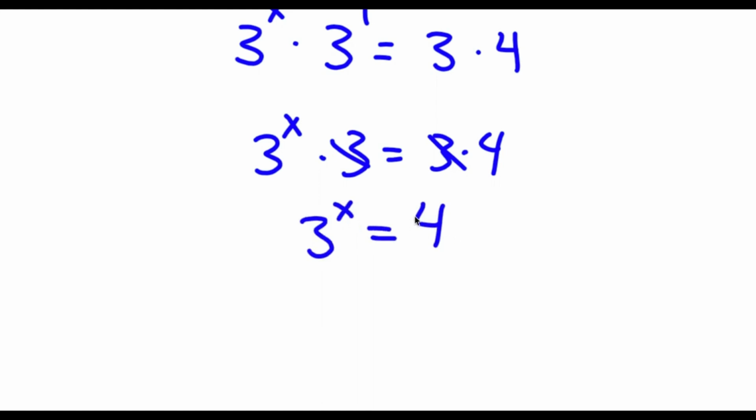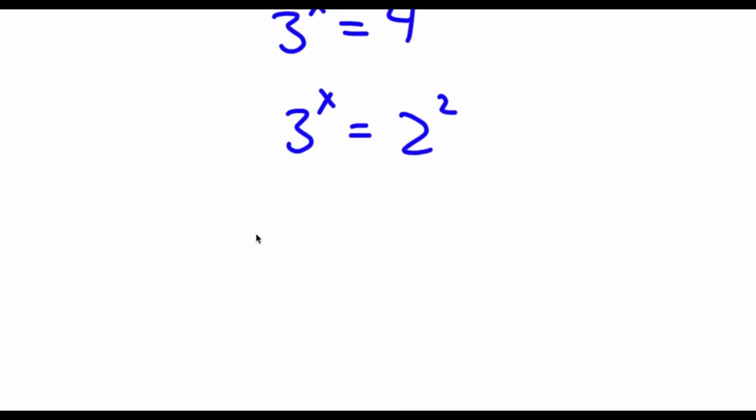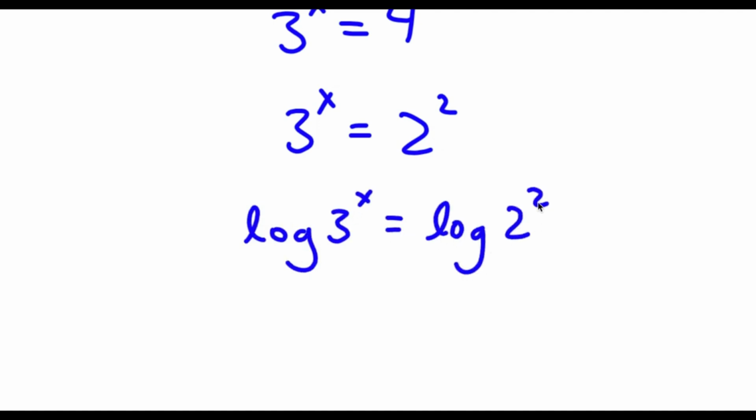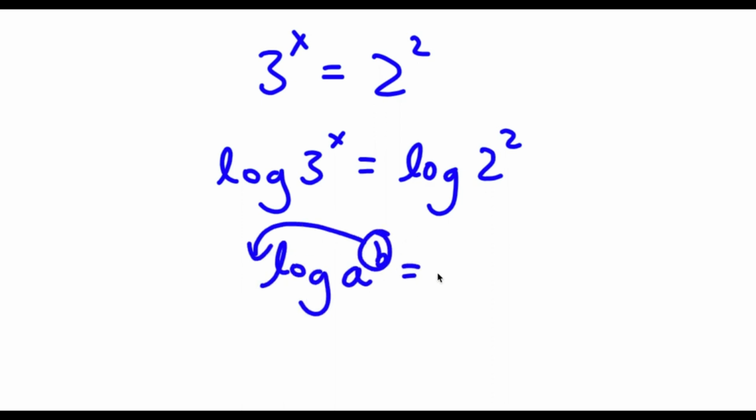So now this 4, this is the same thing as 2 to the power of 2. So now I have 3 to the power of x is equal to 2 to the power of 2. Now to solve this, I'm going to first take the log on both sides. So now I have log 3 to the power of x is equal to log 2 to the power of 2. So if I have something in the form log a to the power of b, I can actually move this exponent b to the front of the logarithm. So this is going to equal b times log a.